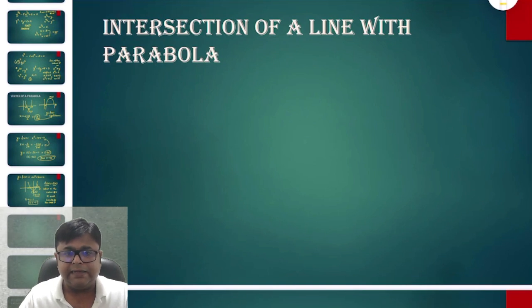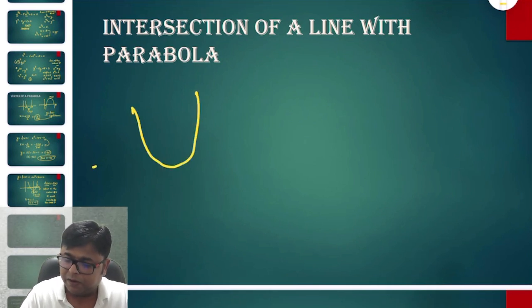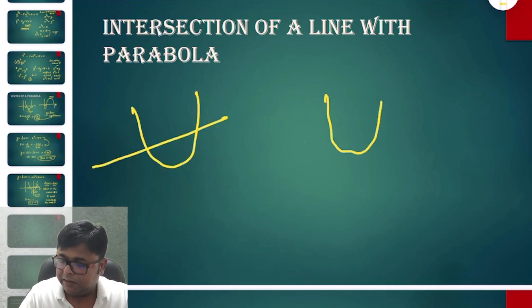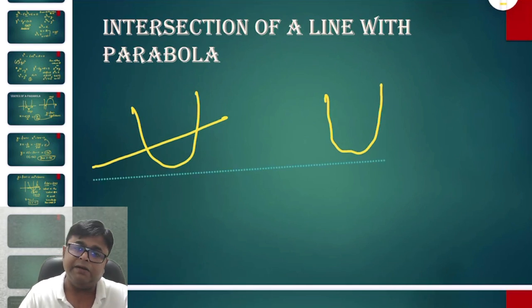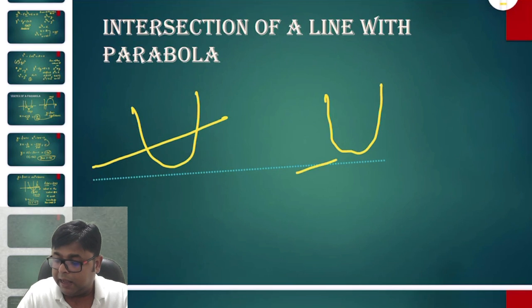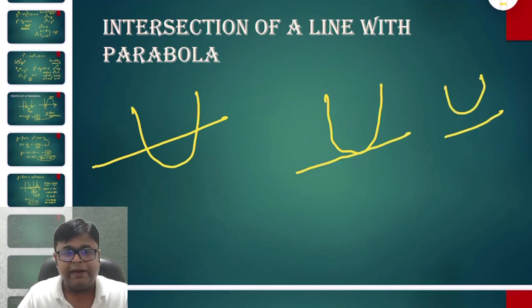Now the next thing is intersection of a line with a parabola. By this I mean, suppose I have a parabola, so I can have a line like this. So I have a quadratic equation, or a degree 2 equation, and a linear equation, and I can have this case and this case. So a line can intersect the parabola at 2 points, or touch the parabola (be tangent to it), or may not be touching or cutting the parabola, right?